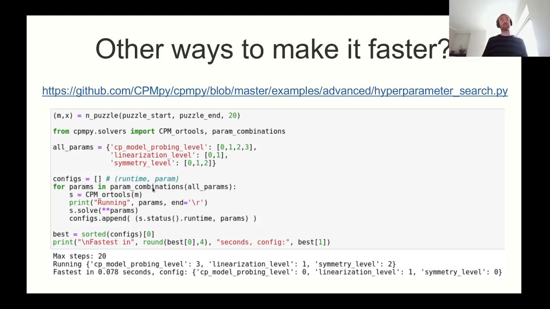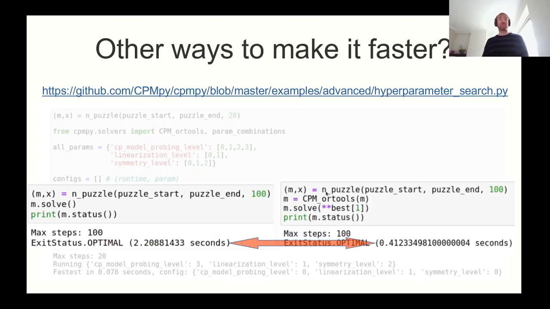And then we can write this little piece of code that generates all combinations, runs the solver, and stores how fast it was. If we run this, of course you need a bit of patience because it will run all of these combinations, but then it will say the fastest to solve it was in 0.078 seconds, and it was this configuration: no probing, level 1 linearization, and no symmetry. Once you found this, you can initialize the CPMpy OR-Tools solver and tell it to use those parameter configurations. And what do we see? And so we trained it.